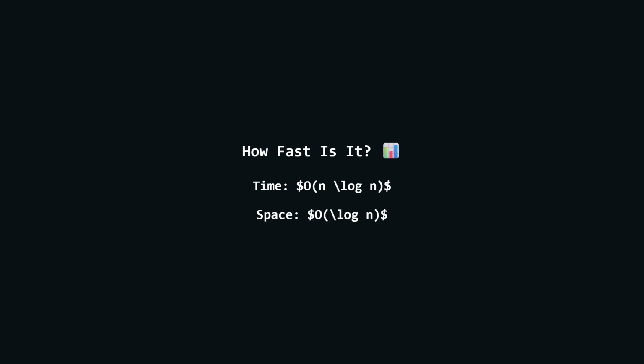So how fast are these solutions? The time complexity is order n log n. This is because the heaviest lifting we do is sorting the list of tasks. The space complexity is order log n, which is just the standard memory overhead used by the sorting algorithm itself behind the scenes.